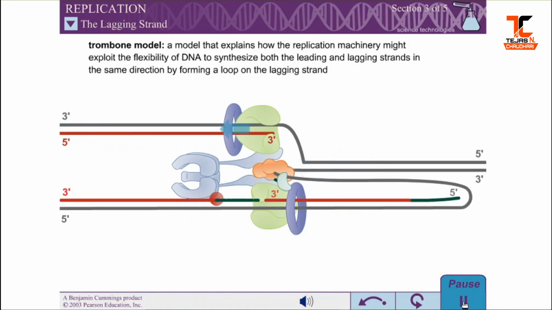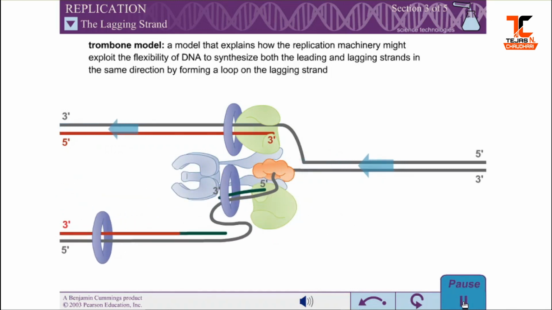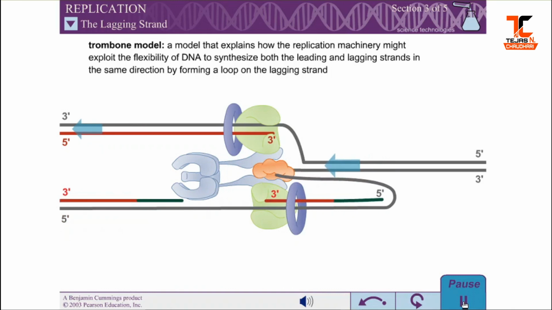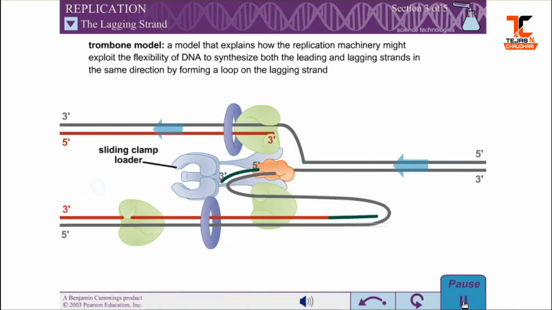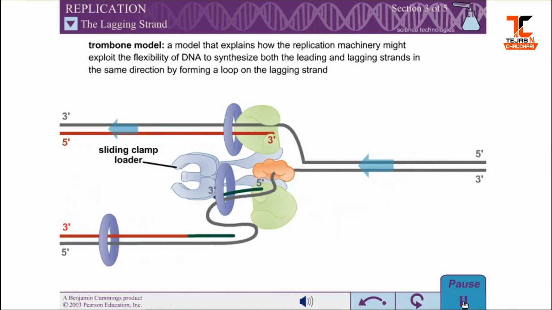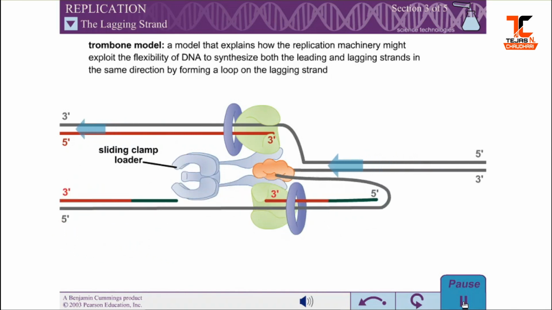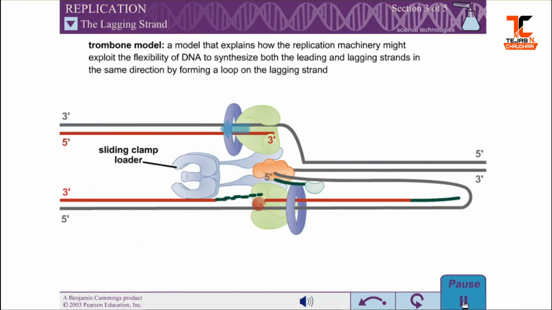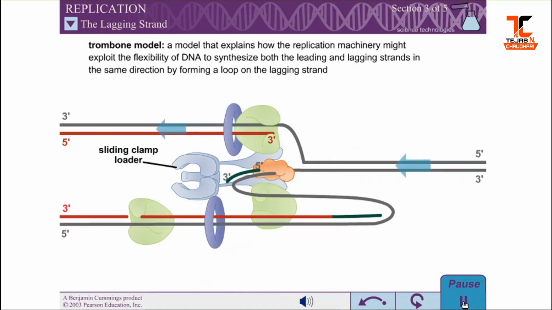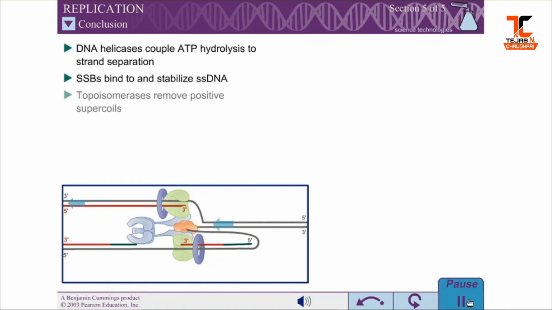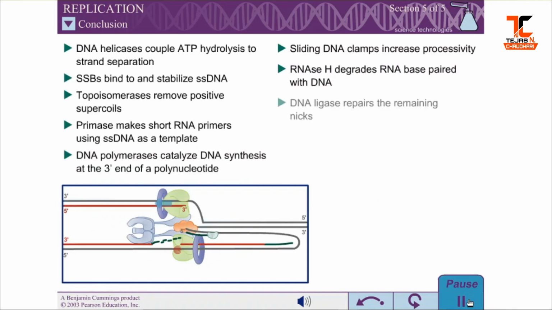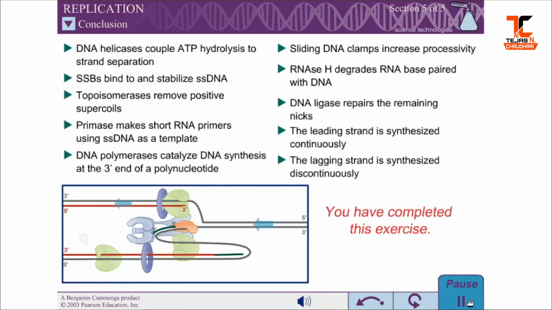The DNA polymerase holoenzyme also contains a sliding clamp loader. This multi-protein complex loads sliding clamps onto the primed DNA. The sliding clamps help the DNA polymerase find the primed DNA and then help increase the processivity of the DNA polymerase. You have completed this exercise.